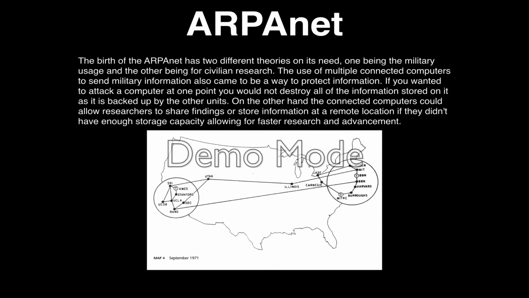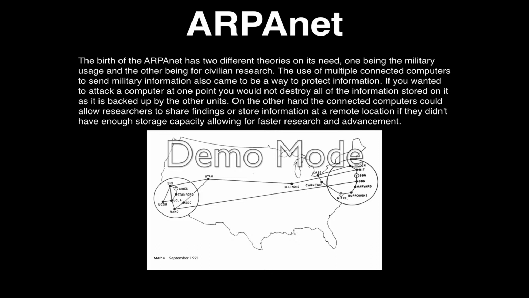The birth of the ARPANET has two different theories on its actual beginnings, one being the military side and the other being the civilian side. The military side would be considered if one computer was attacked by, say, a terrorist. Information on that computer and all other computers would be safe because at a remote location they would have all their information backed up.